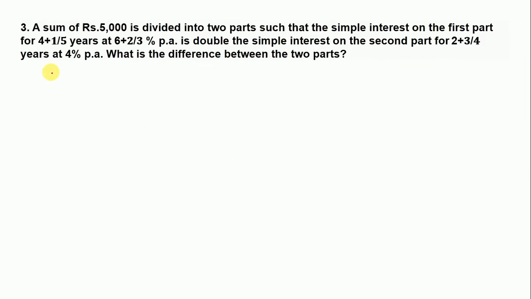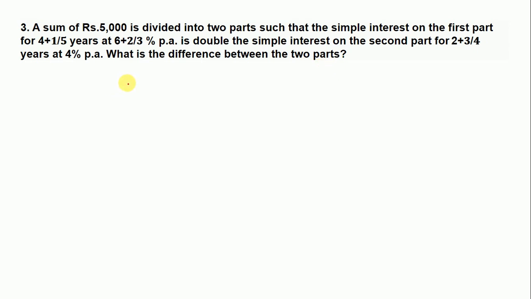Now question third. A sum of rupees 5,000 is divided into 2 parts such that the simple interest on the first part for 4 whole 1/5 years at 6 whole 2/3% per annum is double the simple interest on the second part for 2 whole 3/4 years at 4% per annum. What is the difference between the two parts?